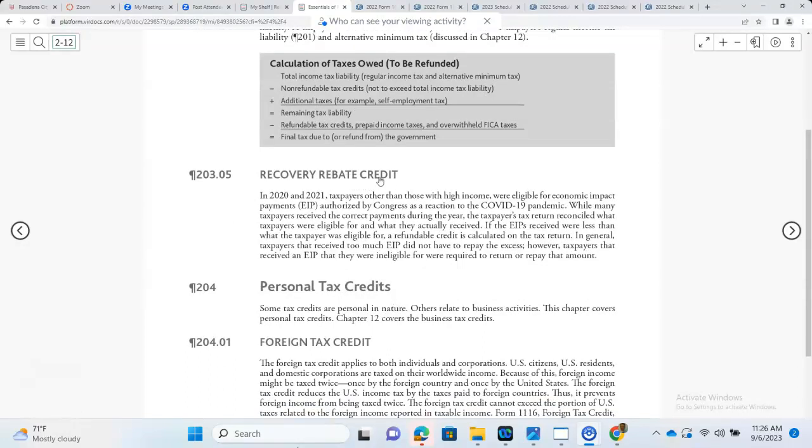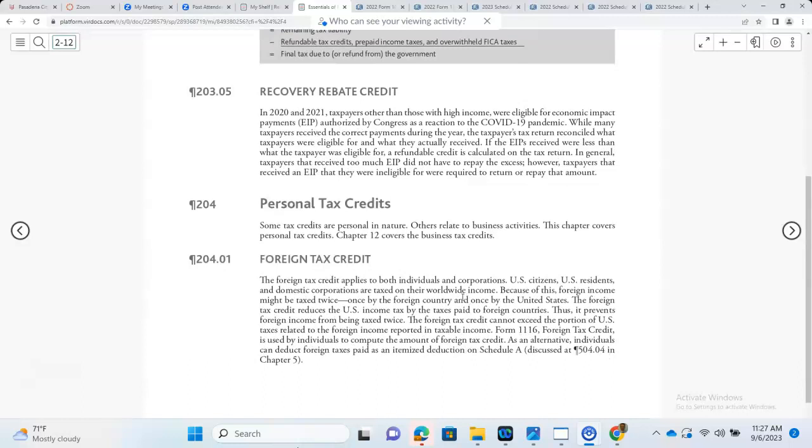The recovery rebate credit that was in year 2020 and 2021 doesn't exist anymore in 2022. That was just for COVID time, and it was a big recovery credit to boost people's income, but that's gone. So you can Google it if you like to see what was going on in 2020 and 2021, but we don't have time to discuss that. That was in previous books.